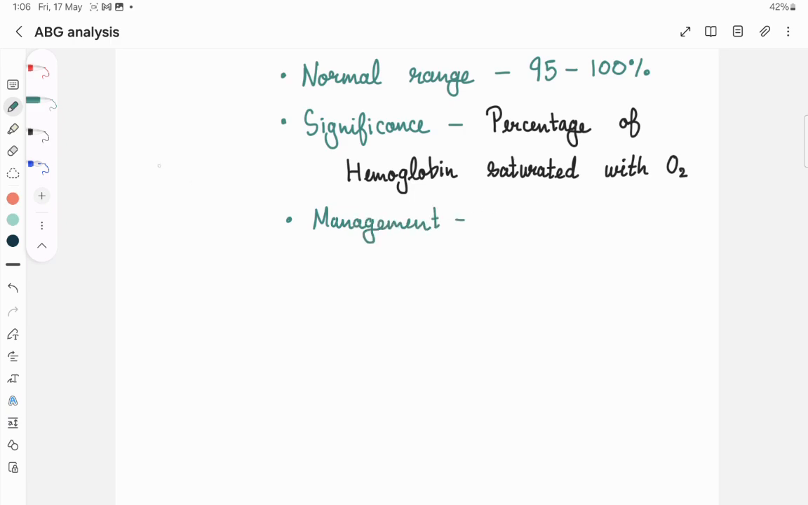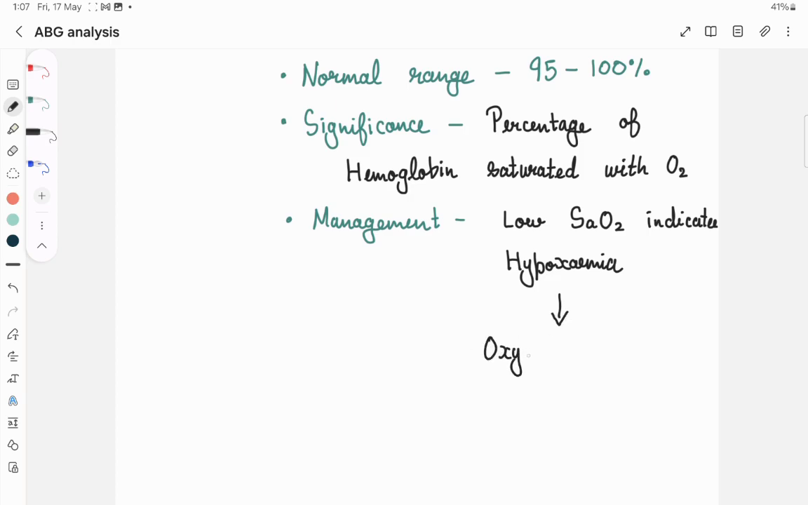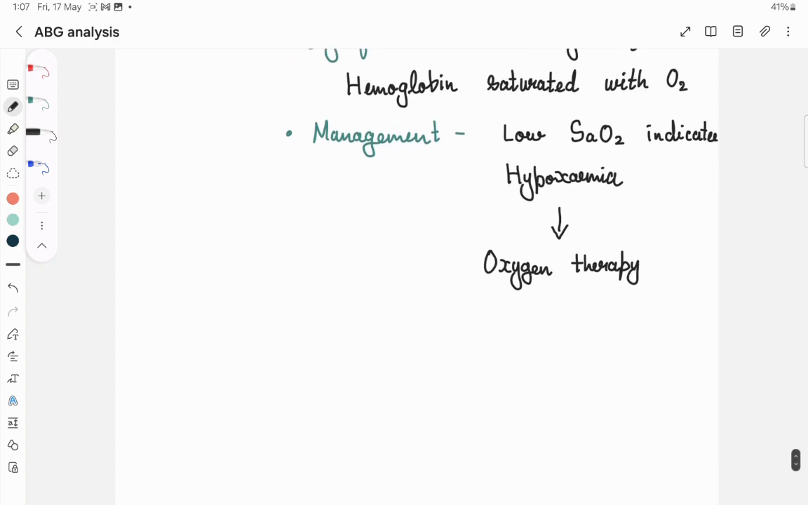What is the management? Low saturation of oxygen indicates hypoxemia, much like low PaO2. So what we do is we start oxygen therapy.